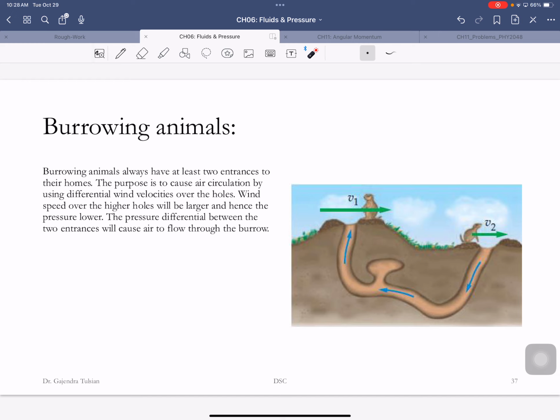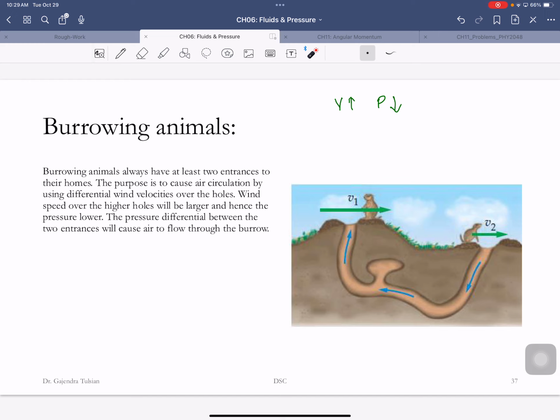All right, so again, what is the deal? If the velocity of the fluid is higher, the pressure is lower. So here's a smart fella that uses this fact. Here's his burrow, and what he knows is at higher elevation, air flows at a higher speed.